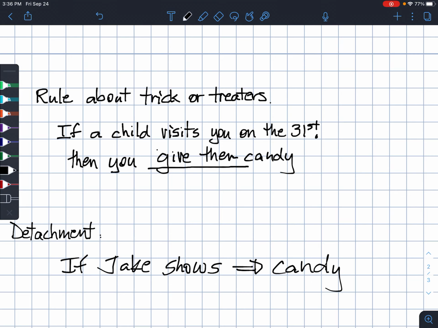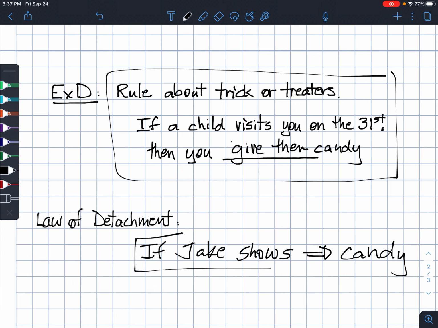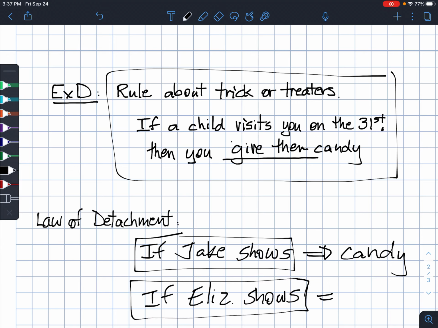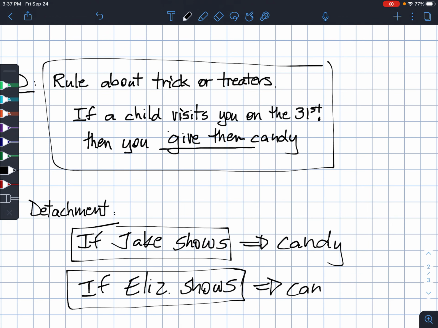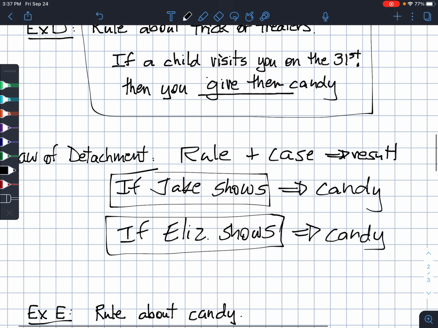And this is called the law of detachment. The law of detachment says, if you have a rule, like this rule, and then I have a specific case, like Jake, or his sister Elizabeth shows up, again, probably a little bit old for showing up at my door, but I'm nice. I give her candy. So anytime we have an example of that rule, then we would apply that situation. So the law of detachment says, given a rule, rule plus a case gives us the result. Or an example, rule plus example.